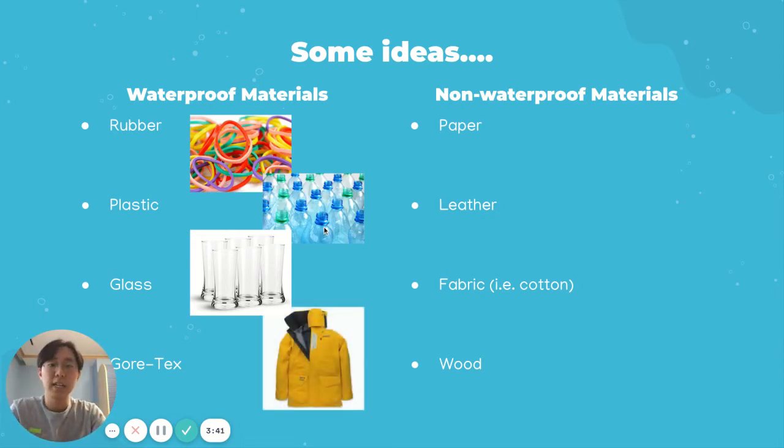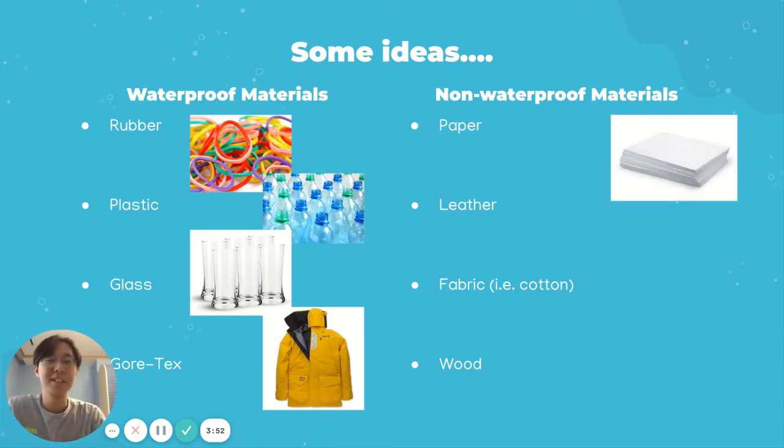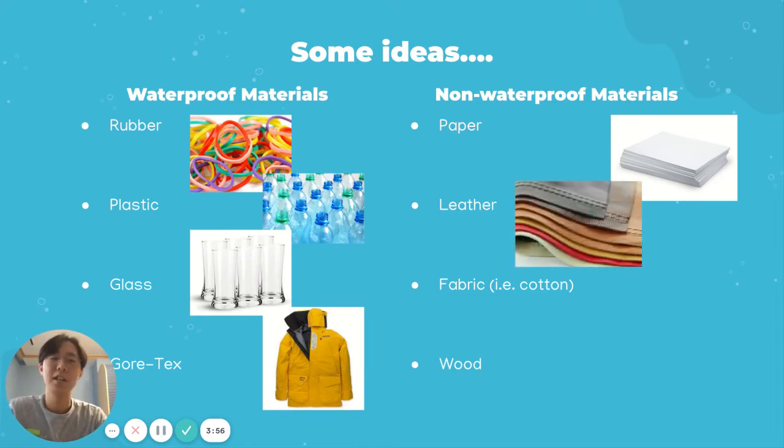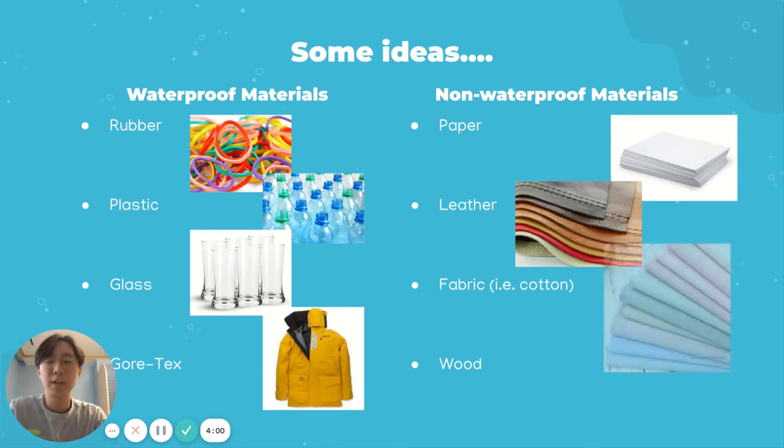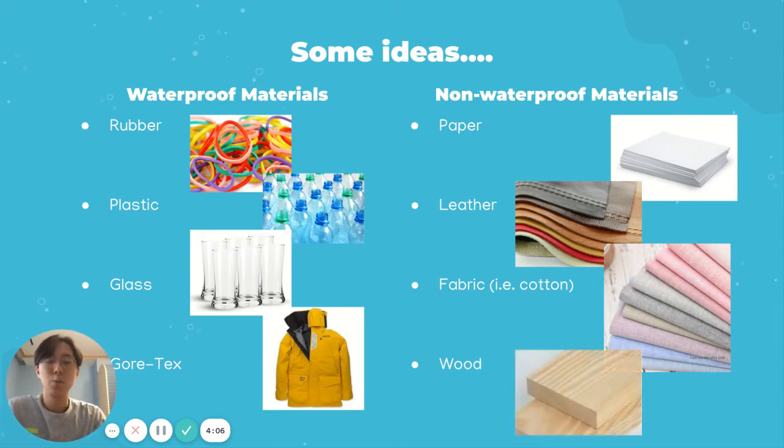And then Gore-Tex. Gore-Tex is a type of material that we use to make our rain jackets. And paper. We use paper a lot, right? And leather in our clothes, in our shoes. And then fabric, and in this case, I brought up the example of cotton. And finally, wood. Wood is also non-waterproof.